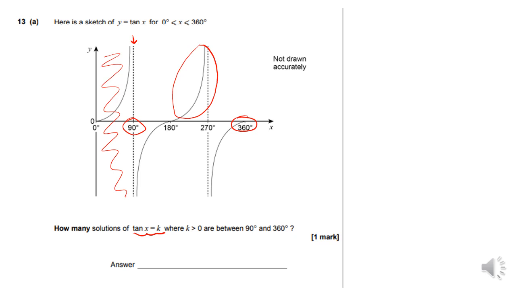If it was less than 0, then it might hit twice, because, for example, if it was there, then the same solution would also read off there. But because it's greater than 0 and it's between 90 and 360, there's only going to be one solution there.